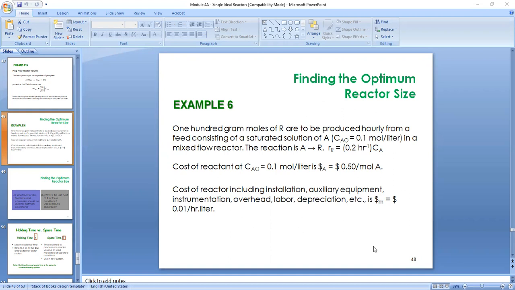And the cost of the reactor, including the installation, the auxiliary equipment, the instrumentation, the overhead expense, labor, depreciation, all those costs incurred in operating the reactor, is 0.01 cent per liter per hour. So these are the costs. Since it's optimum, we have to consider the cost in our design this time. So these are the required information.